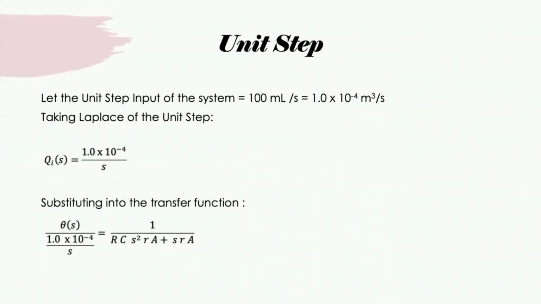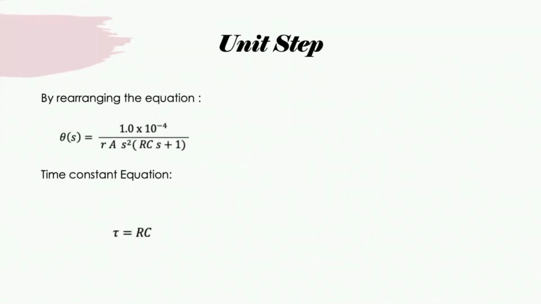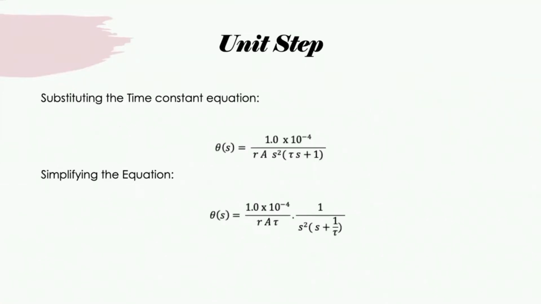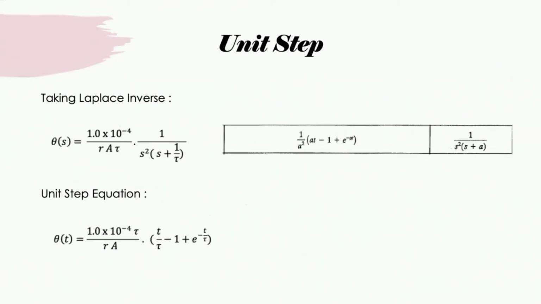By taking Laplace and substituting this into our transfer function, the following equation was formed. This equation can be further simplified. Since tau, the time constant, is equal to resistance multiplied by capacitance, this substitution can be made. The equation can then be rearranged as shown. The Laplace inverse of this equation can then be taken.